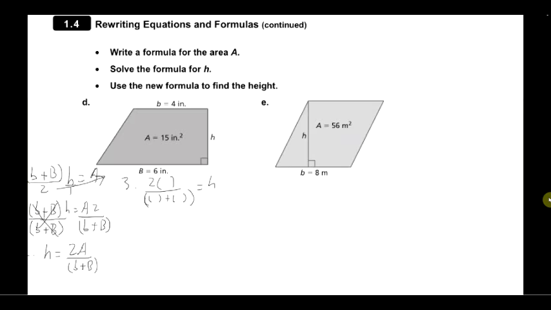Now, the area they give us is 15. Our little b is 4. Our big B is 6. Let's do some order of operations. Let's work with our parentheses, and we can do the top at the same time. So that simplifies: 2 times 15 is 30, and then little b plus big B is just 10. 30 divided by 10 is 3. Looks like our height is 3 inches.